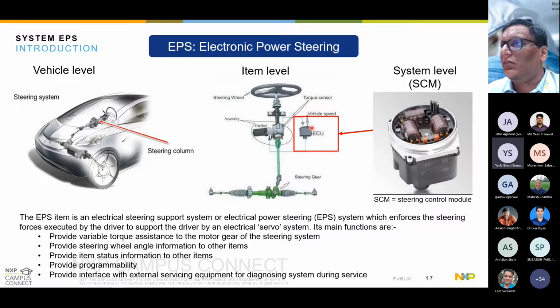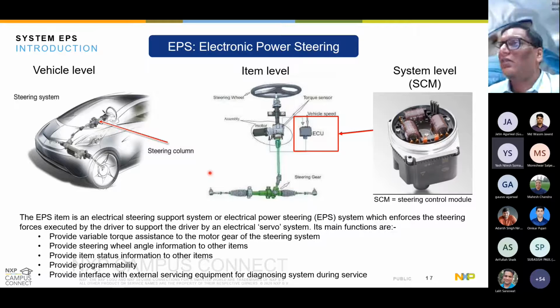So all it is doing is assisting the driver to turn the wheels more comfortably. Apart from that, the role of the ECU is also to inform other systems in the car. So for example, it could inform, say, the braking system what direction it is going. So it informs different systems within the car, other ECUs in the car, as to what it is doing, what the state of the steering column is. So that's another part that it's doing. Okay, so this is electronic power steering.